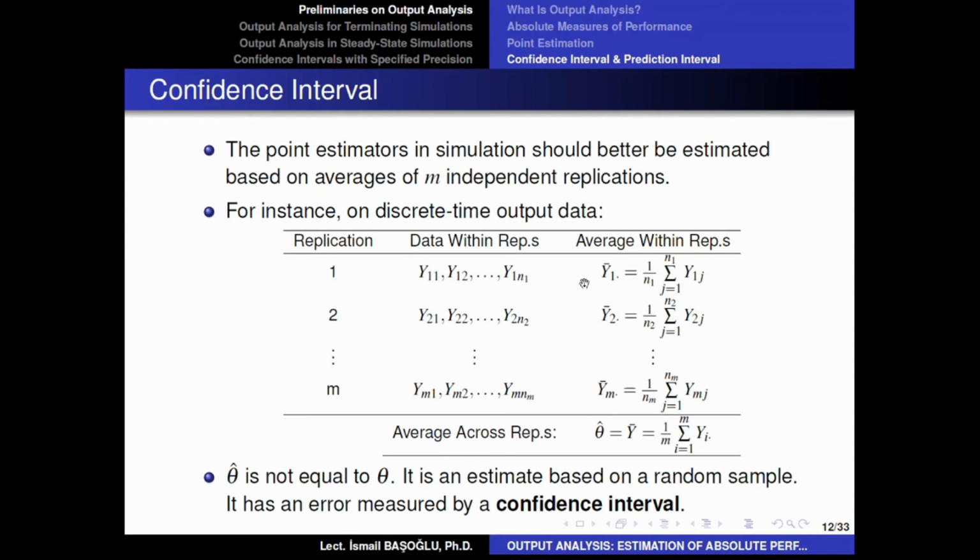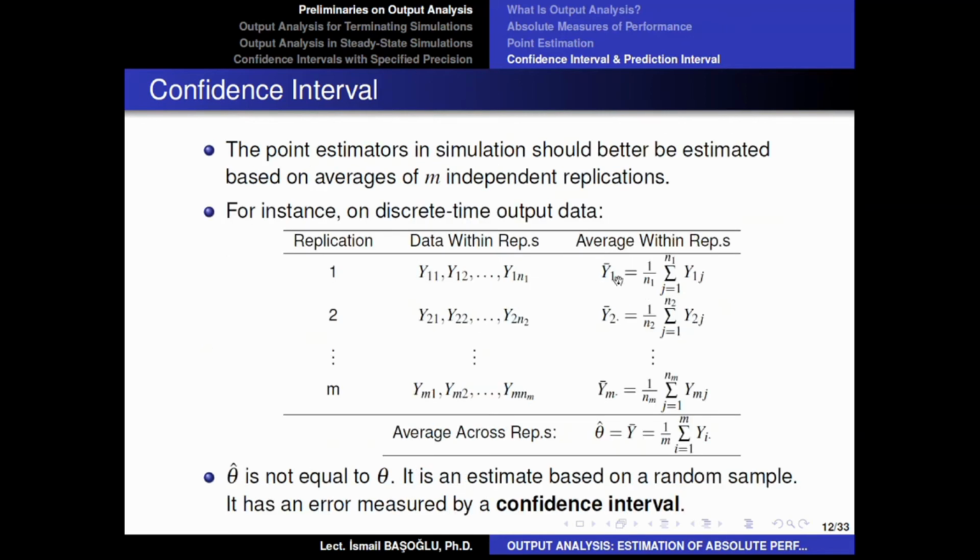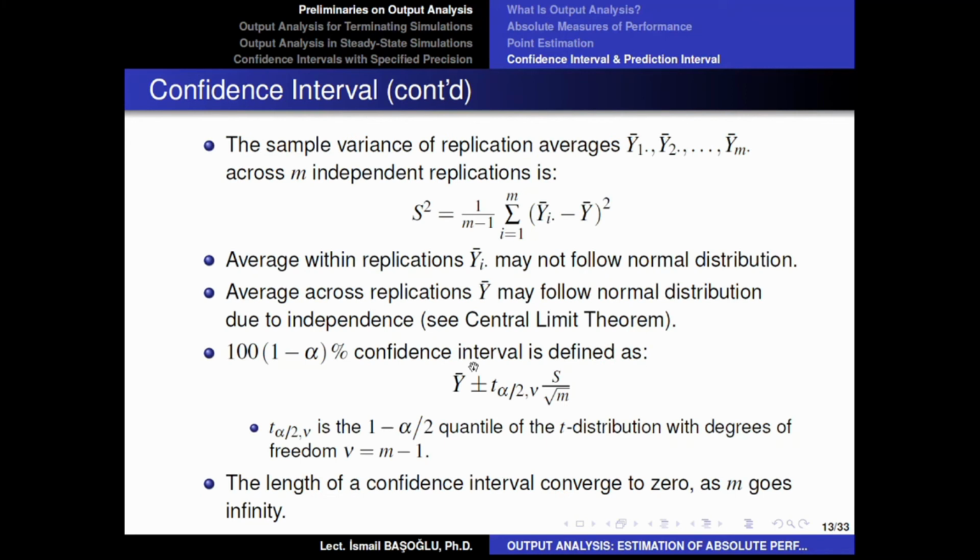However, the replications are independent, therefore the average across replications, which is y bar, is most probably normally distributed if the number of replications is large enough. So because of that, according to the central limit theorem, the average across replications may follow a normal distribution due to the independence. Therefore, because I know that this average across replications is normally distributed, I can provide a confidence interval for it by using the t distribution, t quantiles.